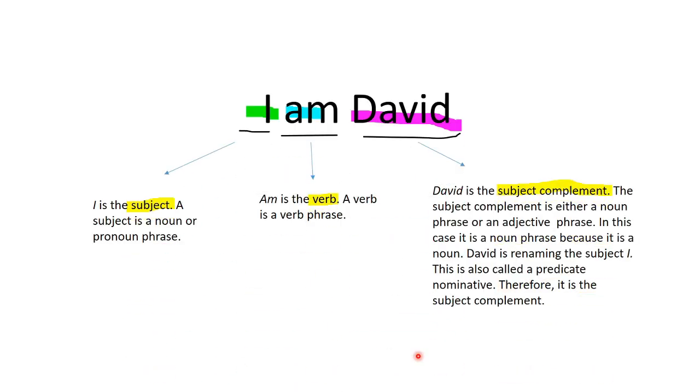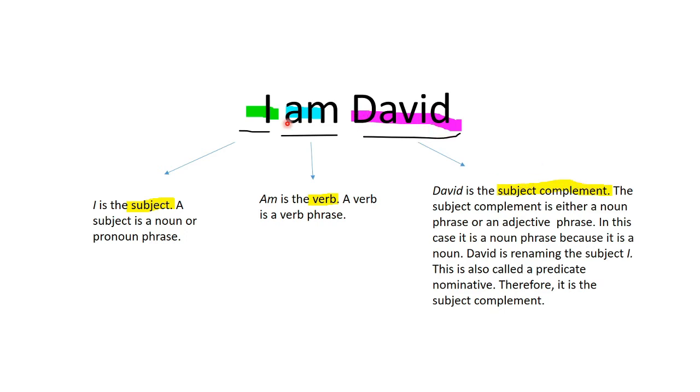Our first example is a single clause sentence. It is I am David. I is the subject. It is the first element. Am is the conjugated form of the verb to be for the first person singular I. This is the verb element in this sentence, the second element. And David is the third element, which we have classified as the subject complement.